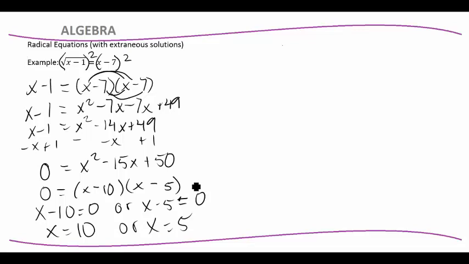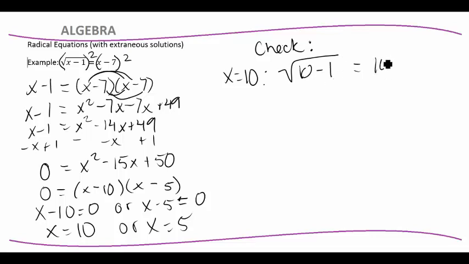And now we need to check our solutions. We're going to check our solutions so that we can see if we have any extraneous solutions, any solutions that are not correct. So we're going to do this by plugging into the original equation. So let's first start off with x equals 10. We're going to plug it into the first part, the square root of 10 minus 1, and that equals 10 minus 7. So we get the square root of 9 equals 3, 3 equals 3. So this one checks out.